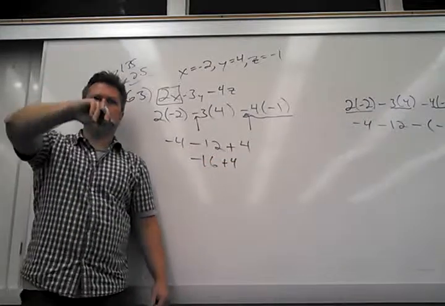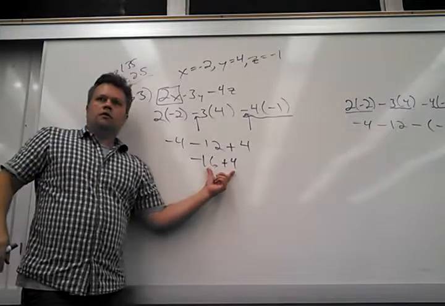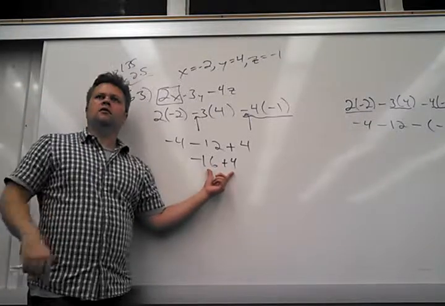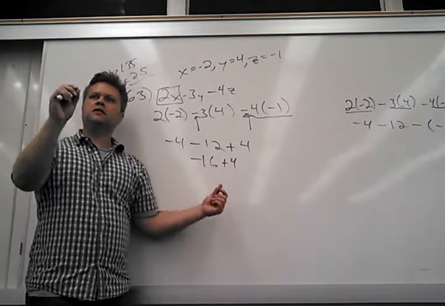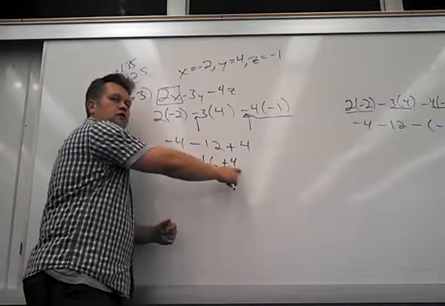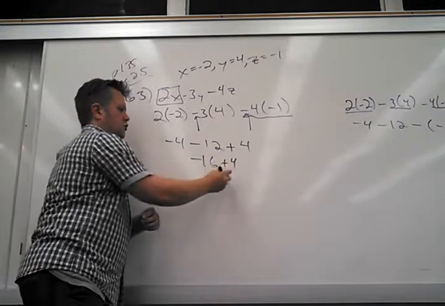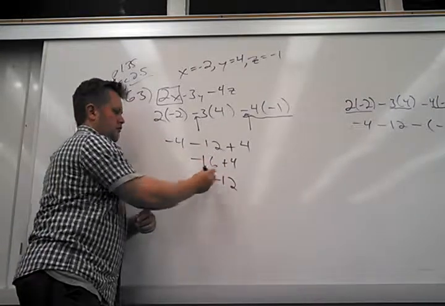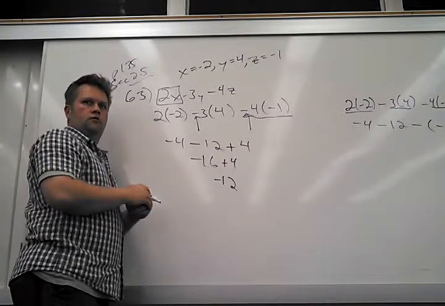All right, hold up. -20? Hold up. Not 20. 12. So when they're different signs, what do you do? Subtract them. 16 minus 4 is -12. 12, and the bigger one is negative. Right. Cool.